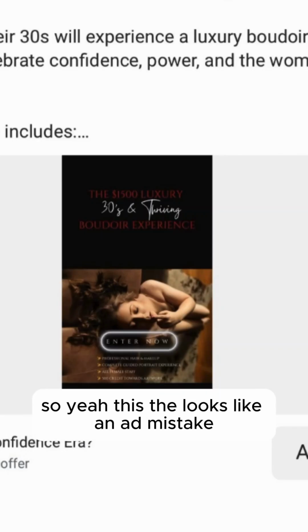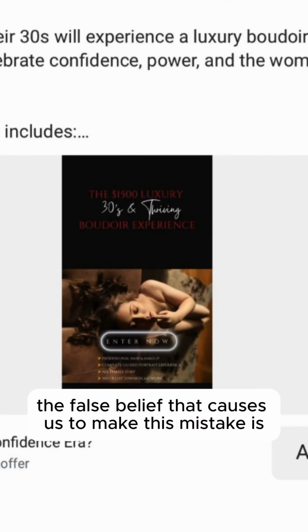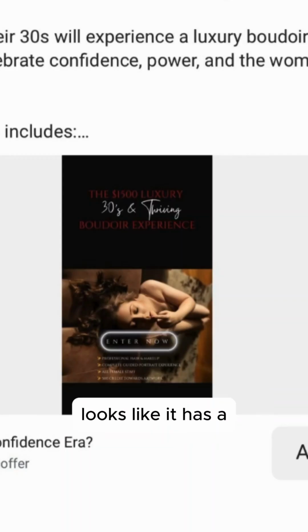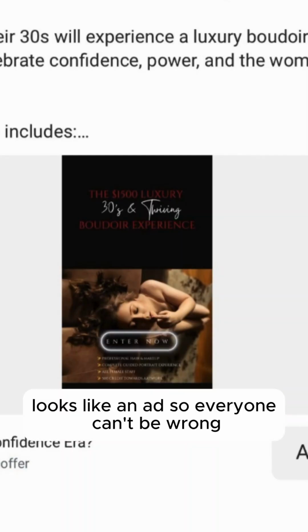So yeah, this looks like an ad mistake. The false belief that caused us to make this mistake is, well, every other Boudoir Facebook ad I've seen looks like an ad. So everyone can't be wrong, can they?